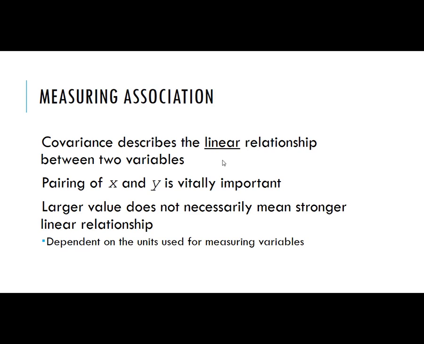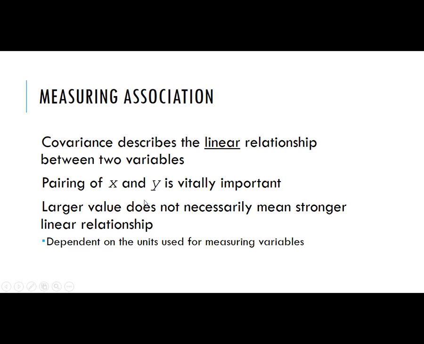We're going to use covariance. It's the name of the statistic that we're going to calculate. So what I mean by the pairing of x and y being vitally important is I couldn't take the alcohol content from Bud Select 55 and match it with the calorie content on the Flying Dog brewery beer that had like 300 calories in it, right? That's not right. They have to stay together.